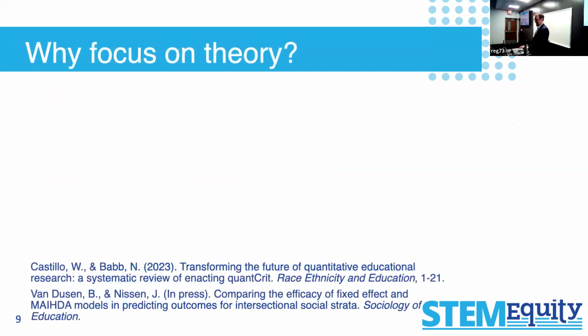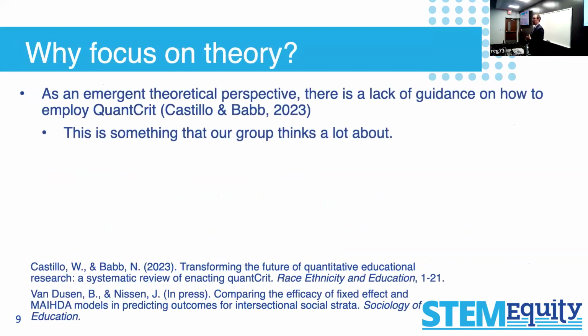So why am I spending this time to focus on theory? There's a couple reasons. First, QuantCrit is an emergent theory. It's being taken up by scholars now, but a decade ago, you would be pretty hard pressed to find anybody who was doing it. And so there's not a lot of guidance out there on how to do it. A lot of people think it's just a way to interpret your findings. But there's a lot of work still to be done to think about how really every step of your research should be informed by your theoretical perspective.